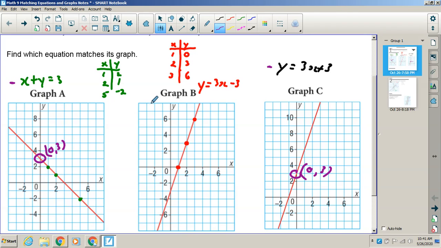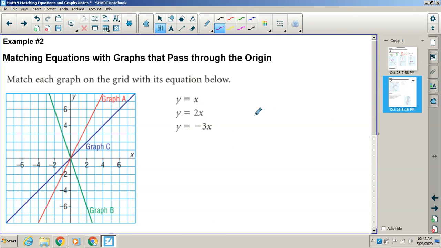And that's why you have to test more than one point, because these obviously are very different lines. But this one point works in both equations, and that's why you need to test more than one ordered pair just to be sure which equation matches with which graph. So that's just matching equations and graphs. It's just substituting into the equations, making sure the points work, and if they do, then you've got your match.